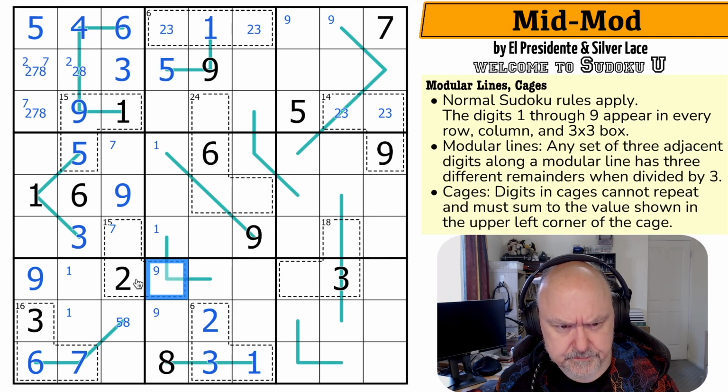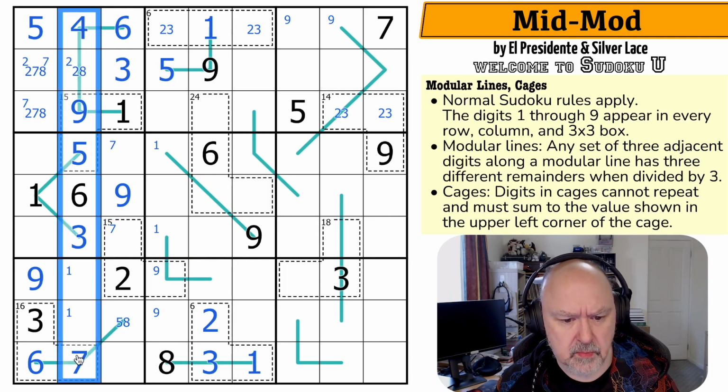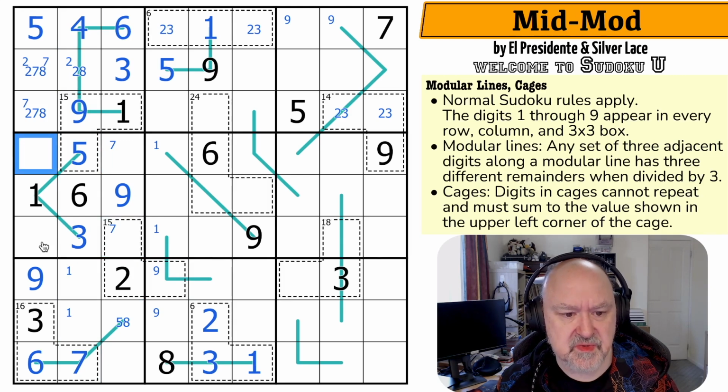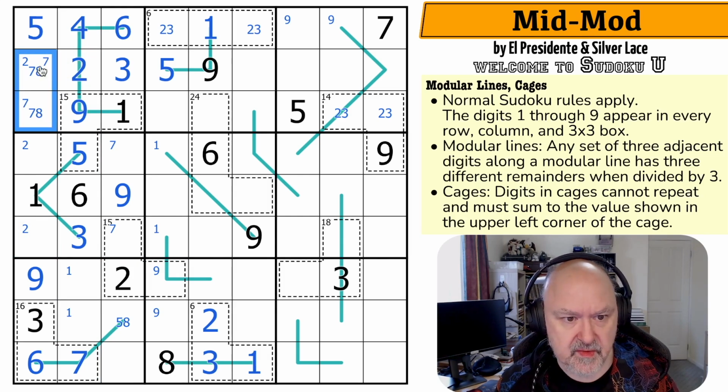Okay. But these are 1, 2, and 8. Oh, hang on. Where's 2 in this column? I can't put 2 down here. Yeah, this 2 means there's no 2 here. 2 is in one of those two, which means there's no 2 in any of those. That's the 7, 8. That's the 2. There you go. And that is a 7, 8 pair.